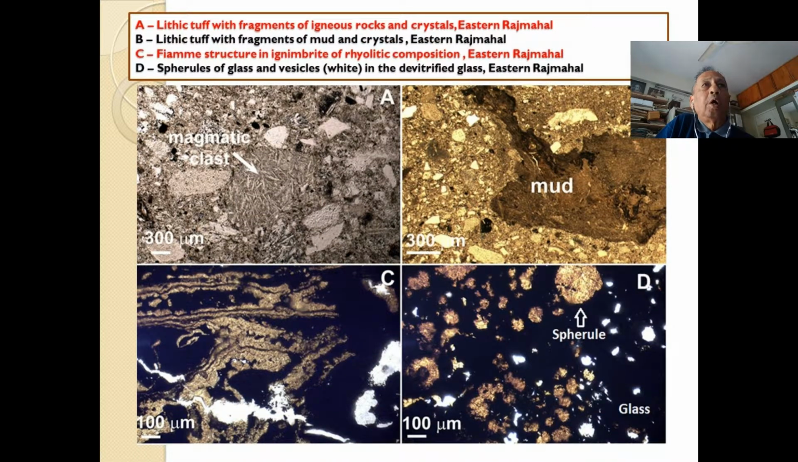A few photographs of the pyroclastic rocks are shown here. The first two, A and B, are the lithic tuffs with fragments of rocks, and the lower two, C and D, are representing ignimbrites with fiamme structure. The C and D is some spherules within glass in rhyolite.